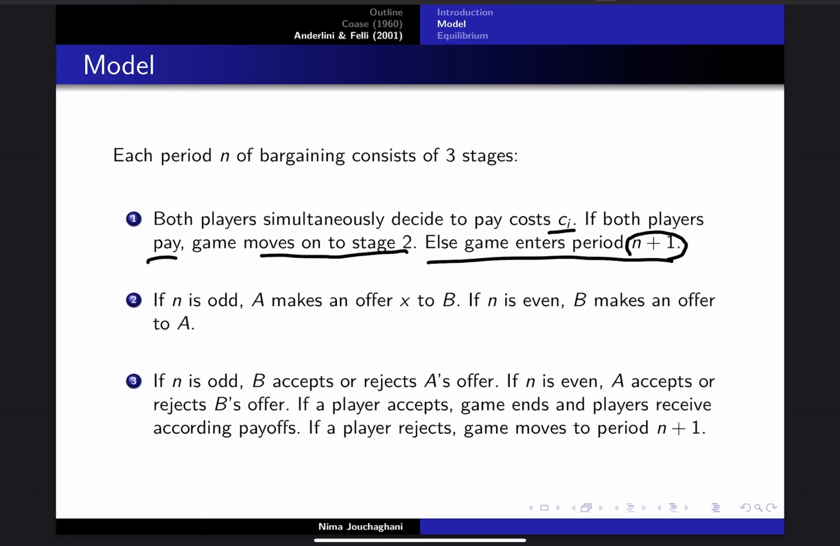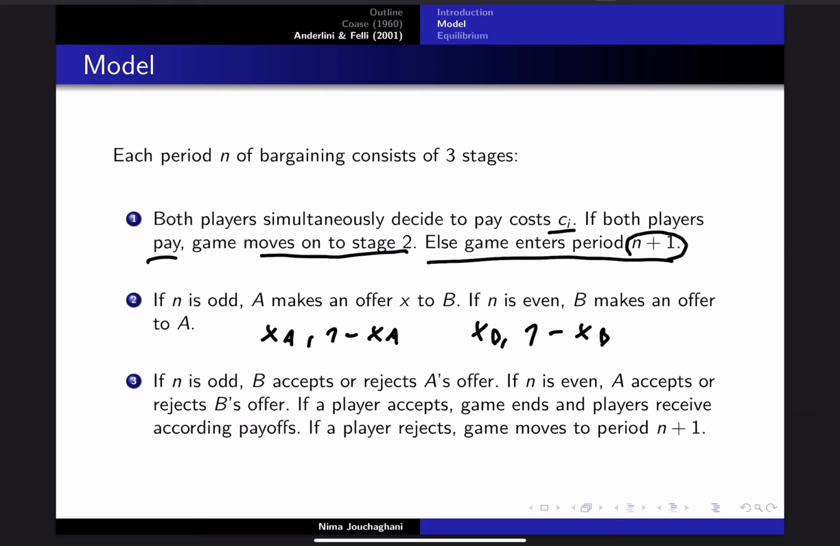Yeah, so that's the punishment of negotiations not happening, basically. Now, if both players paid CI, then we enter stage 2, and if n is odd, A is making an offer x to B. If n is even, B makes an offer to A. An offer of A is denoted by xa, which also implies 1 minus xa is the payment to B, and an offer from B is xb, which is the payment to A, and 1 minus xb is then the payment to himself.